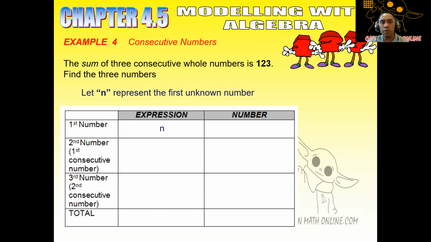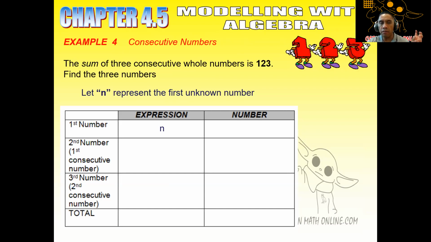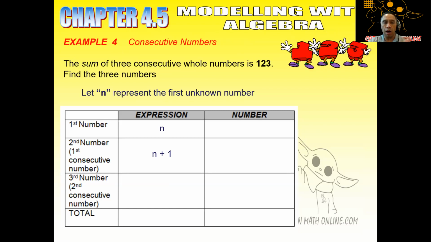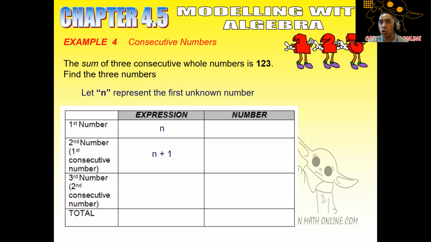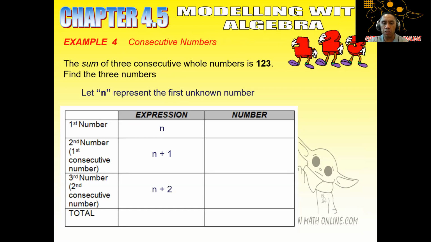Now, a good way to interpret how to express the second number is, well, it's 1 after the number N. So if I have the number N and I add another 1 to it, I can express the second number as N plus 1. For the third number, we know the number N, and the third number is 2 after that. So for this one, we can write the third expression as N plus 2.